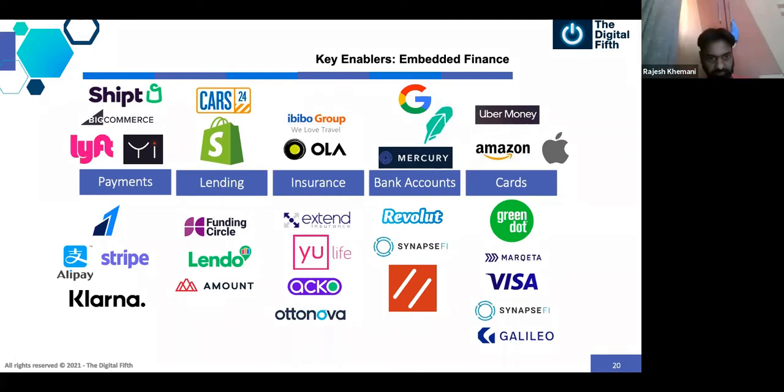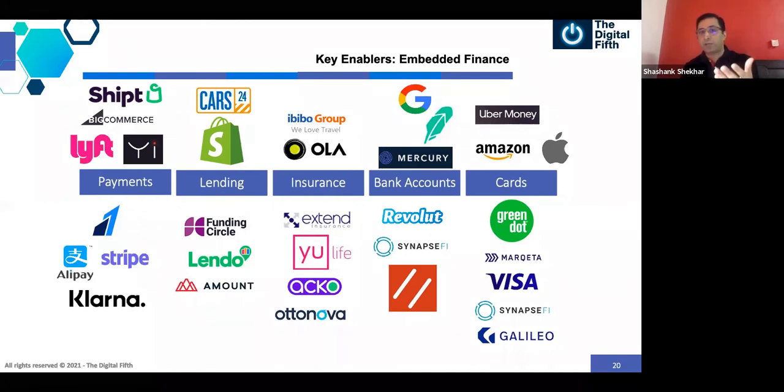Now, embedded finance is no longer restricted to payments or lending, which have been the most commonly used services, but has now extended towards insurance. For example, we have seen Ola, or if you're traveling with MakeMyTrip, people are plugging micro insurance into their products. These players started working with an insurance partner in the back end, and then plugged those financial services in the form of insurance on their platform.